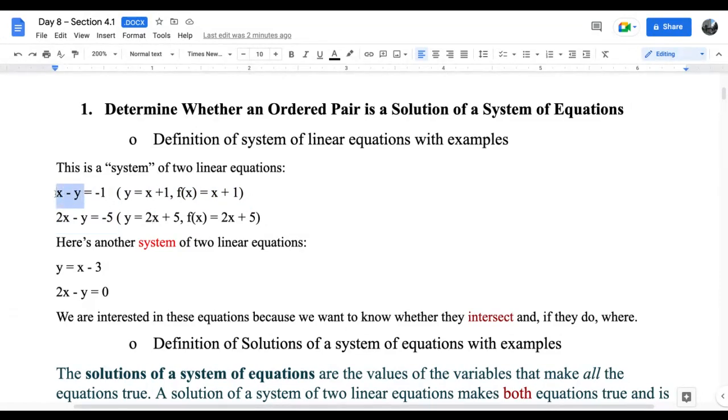If we want to write this in a function sense, we can move the -y to the other side and move the -1 to the other side. So we can write y equals x plus 1, or f of x equals x plus 1. Same thing for the other: we can move -y to the right-hand side and move -5 to the left-hand side. So we can write this equation as y equals 2x plus 5.